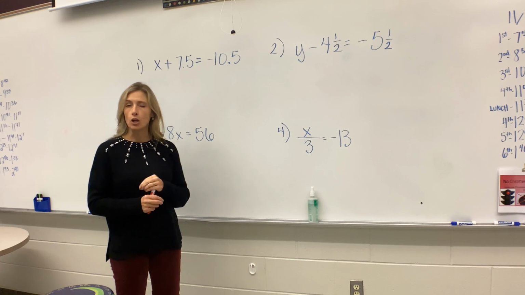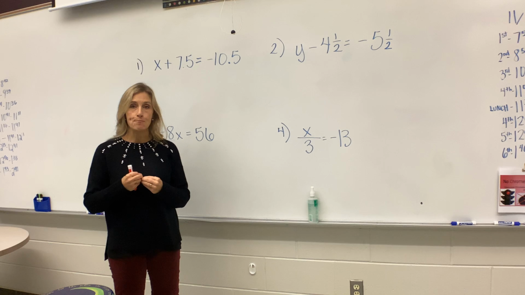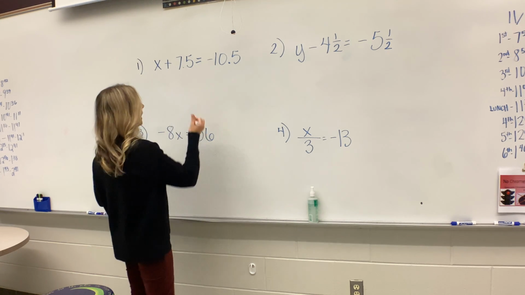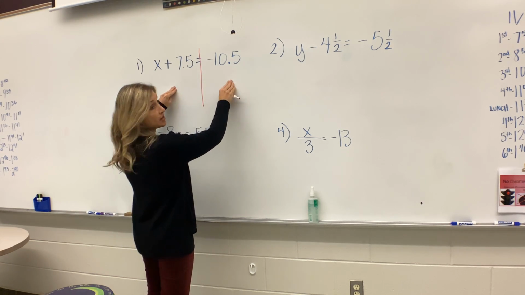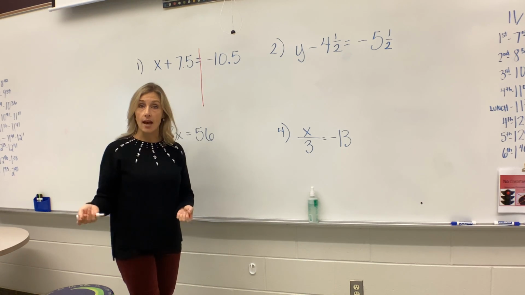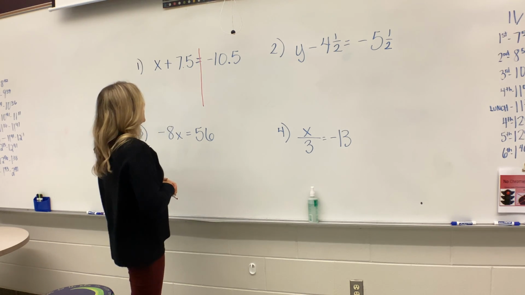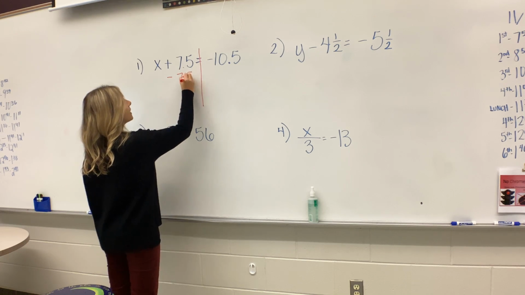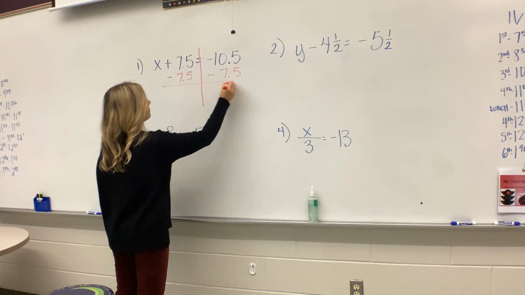When I do that, I'm going to use the golden rule of algebra. Whatever you do on one side of the equal sign, you have to do the same thing to the other side. Some of you like to draw a line down through your equal sign so that you can see the two sides. Some of you don't like to do that. That's up to you. You need a strategy that works for you. So since they're adding 7.5, I'm going to subtract 7.5 on both sides of the equal sign.